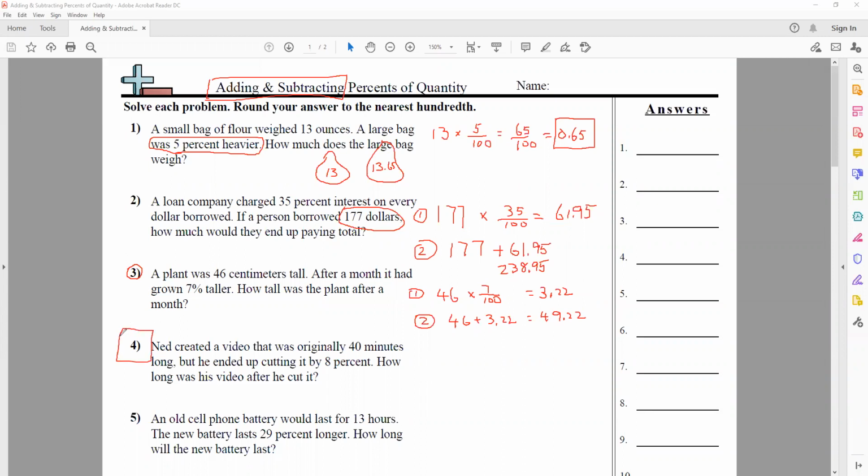Okay, now number 4, be careful, okay? Number 4. Read it first. Come on, be serious. Okay, so what is the first step then? Step 1. Same steps.